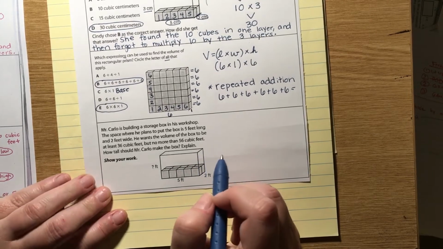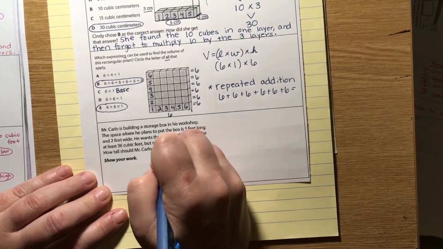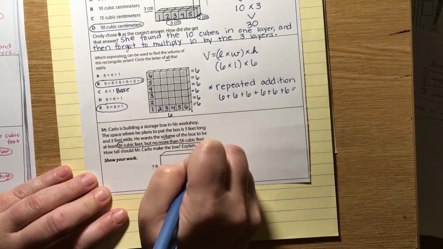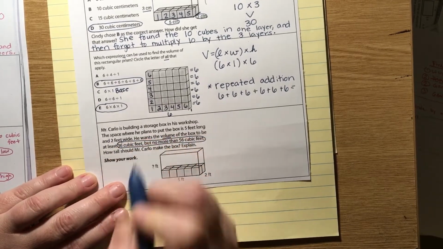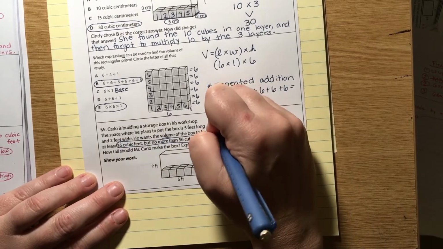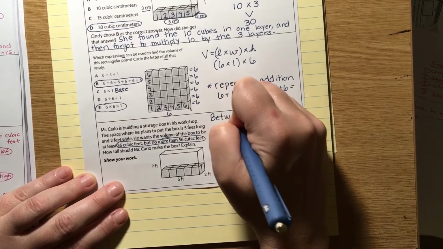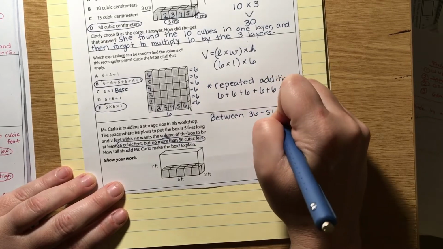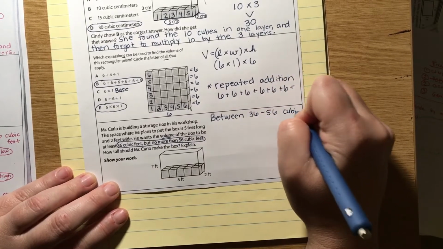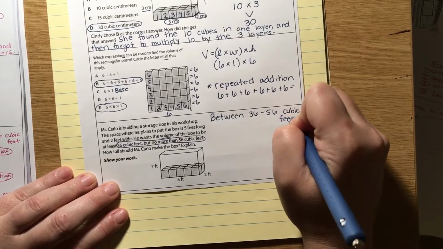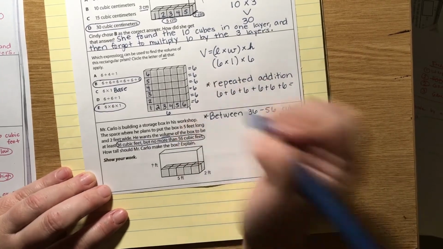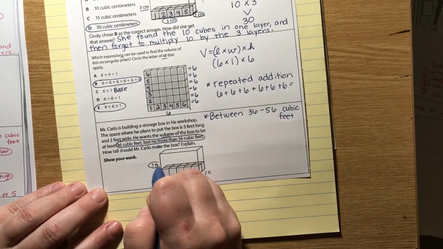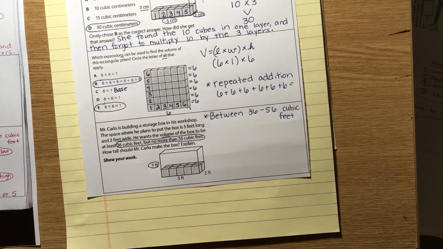So there's some important information here. It looks like he wants the volume to be between 36 cubic feet and no bigger than 56 cubic feet. So we're looking for a volume between 36 and 56 cubic feet. That's pretty important. We're going to look at what he has so far. So we're looking for this mystery number, and there could be more than one answer.